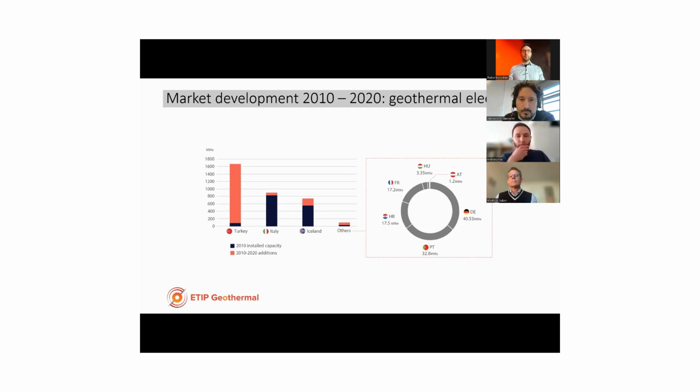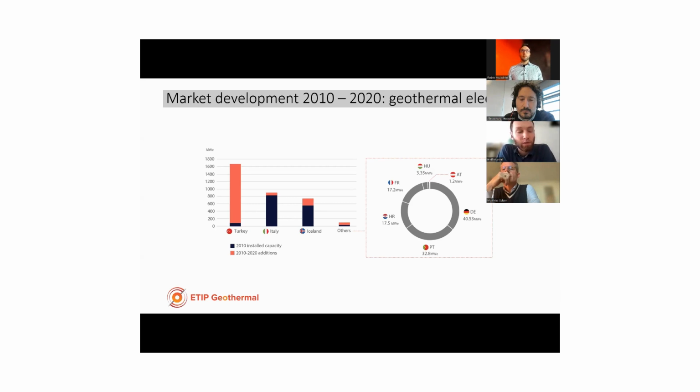To start off with electricity, as many of you probably already know, the three big markets in terms of geothermal electricity in Europe are Turkey, Italy, and Iceland. You can see the development of this market in the last 10 years. As you can see, there were many additions in Turkey especially, but Italy, despite not having had a lot of new capacity in the last 10 years, is still one of the biggest markets.